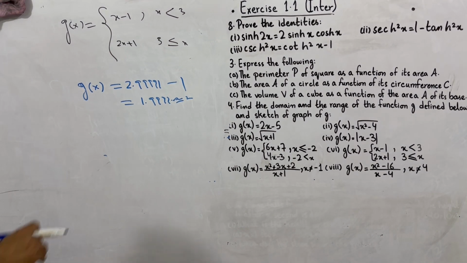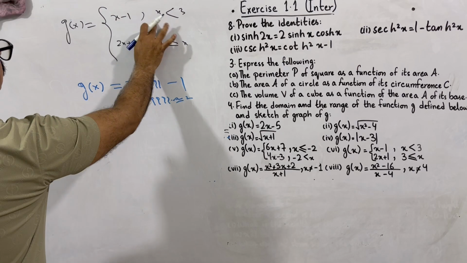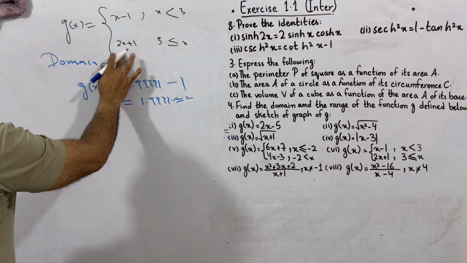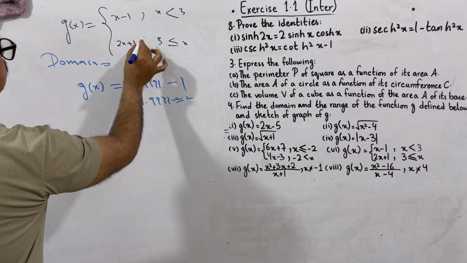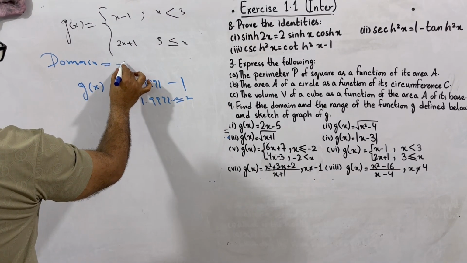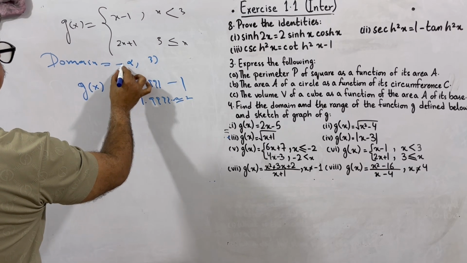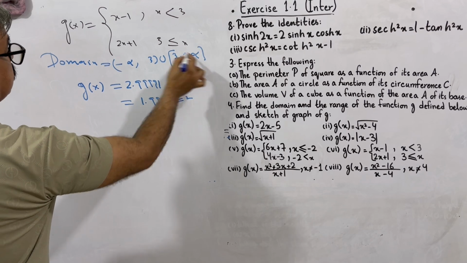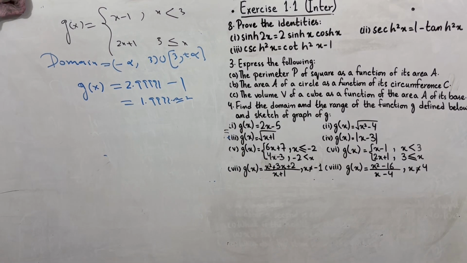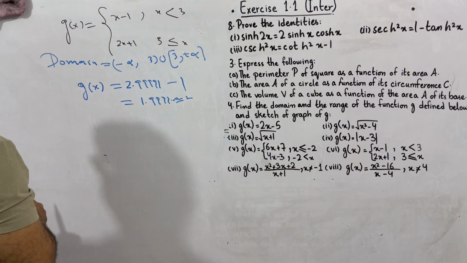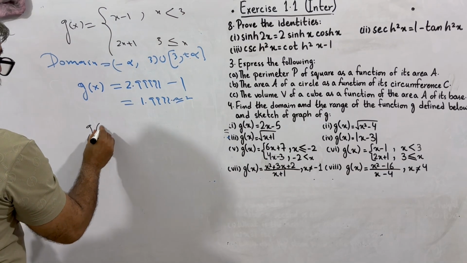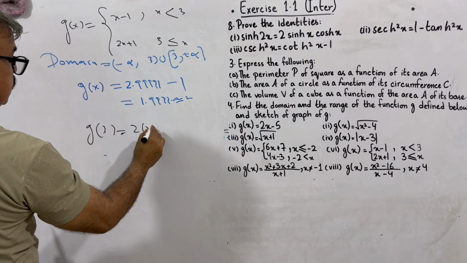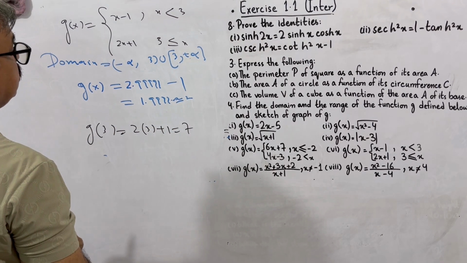So the domain of this one is completely familiar. Domain is all real numbers: minus infinity to 3, and the second one is 3 to positive infinity. That is our domain. And what if I put 3 here? Then it will be g of 3, exactly x equal to 3, taken from that interval: 2 times 3 plus 1. It will become 7.